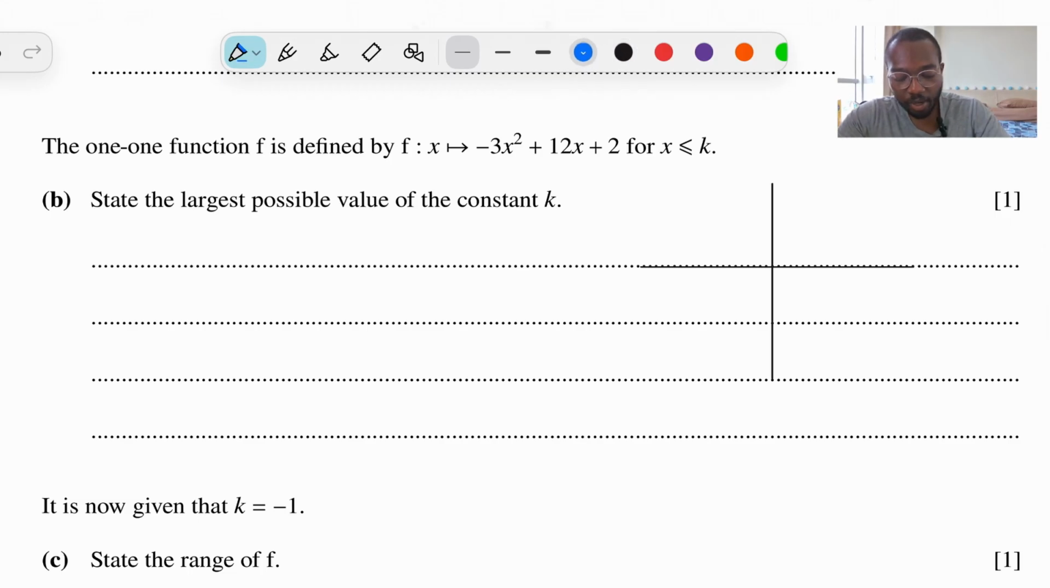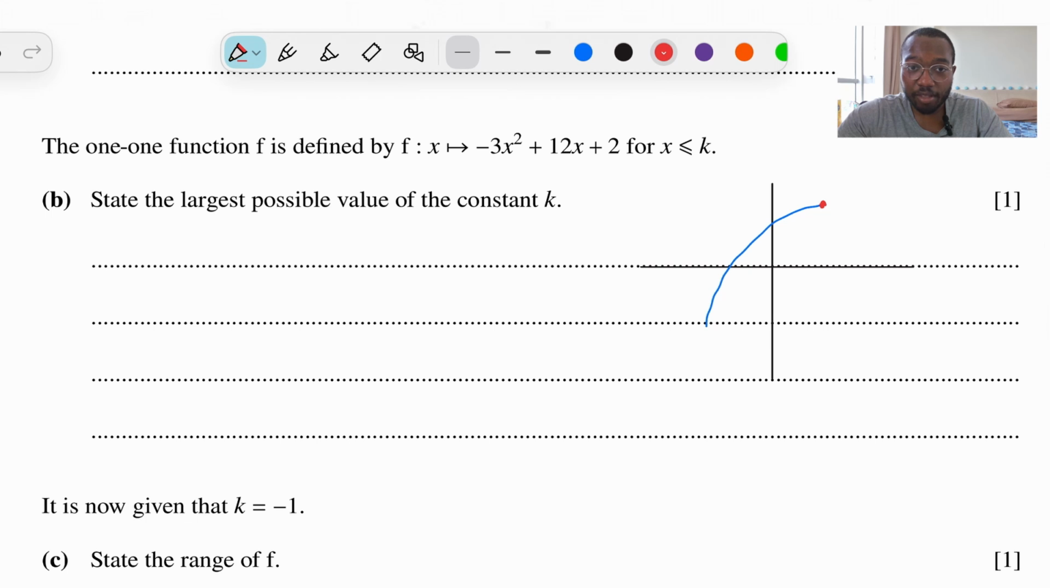So in this case, if we have this quadratic equation, it's a negative, so it's going to be an N shape. Effectively, it's going to be something like this. For minus 3x squared plus 12x plus 2, it's going to have this type of shape, and then we're going to stop. Now, why are we stopping? Because it's a one-to-one function, which means we can't have two x values corresponding with the same y value. So we actually stop at that point.